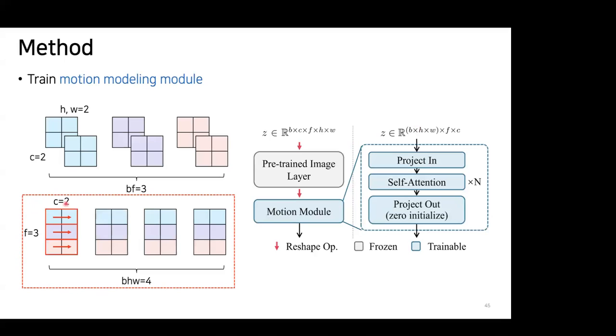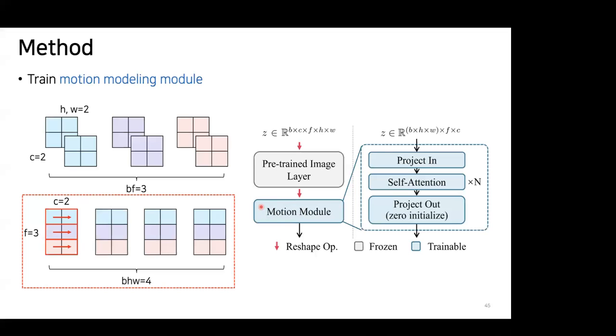So it works like this. Each of these features is defined as a token, and we apply self-attention across the frames. Each color is a different frame, and the self-attention is applied across the frames to exchange the temporal motion dynamics. With some slight modification, they only train this motion module.